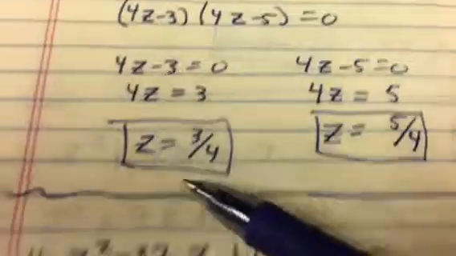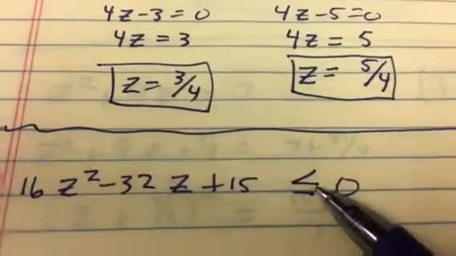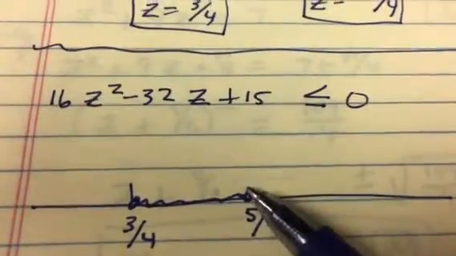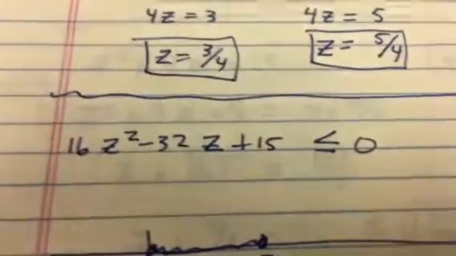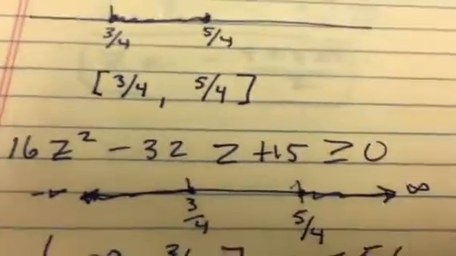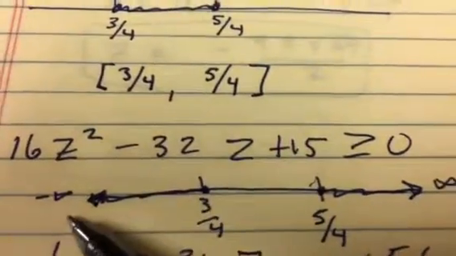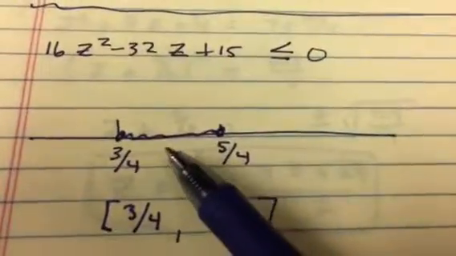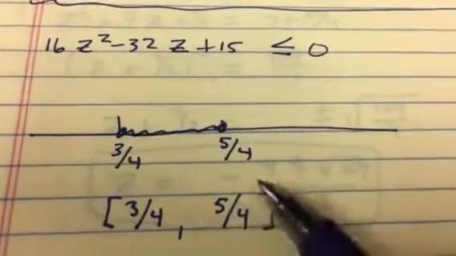This other one is only 3/4. So I'm going to put 3/4 first and 5/4 on my number line. If I have a less than, that means shade the middle. I always think less than is one piece. If I have a greater than, like the next part's going to ask me, I would shade the outside part. So to write my solution, I'd have a bracket, because I have an equal, 3/4, comma 5/4, close the bracket.